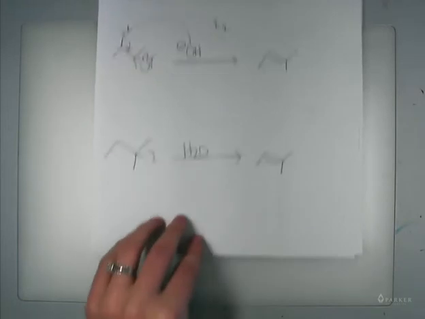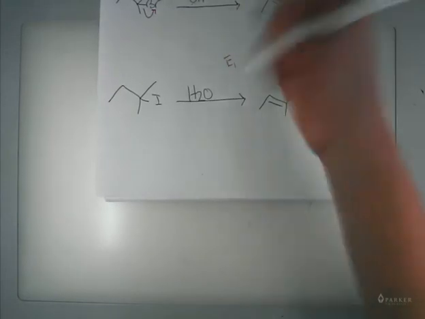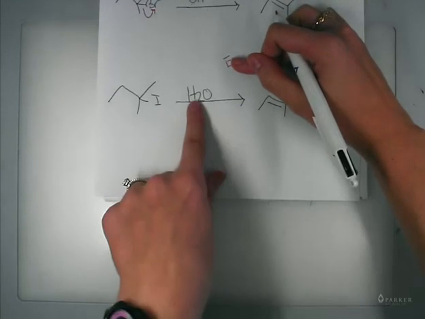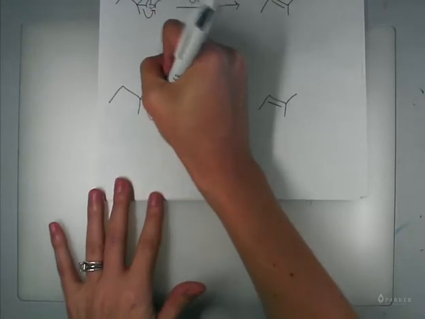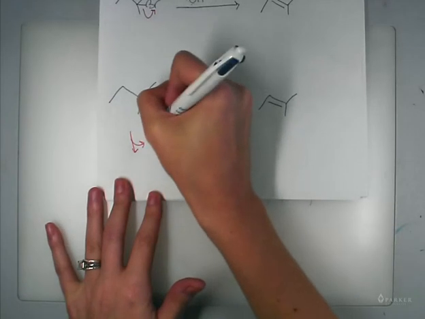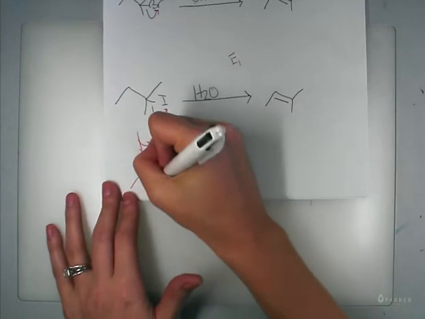Okay, let's look at the one below it. What do I have in my product? A double bond. So I know, is it an S or an E? E. And then how do I know it's E1? This is neutral. So for your 1's, what's the first thing that always happens? Leaving group leaves. And then what is on your carbon now? What charge? Positive, yeah.